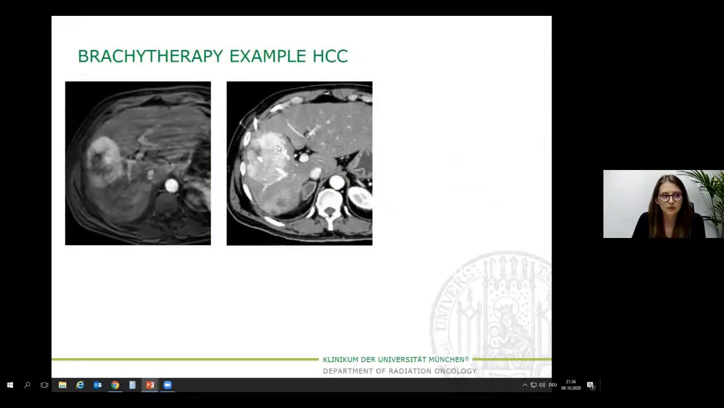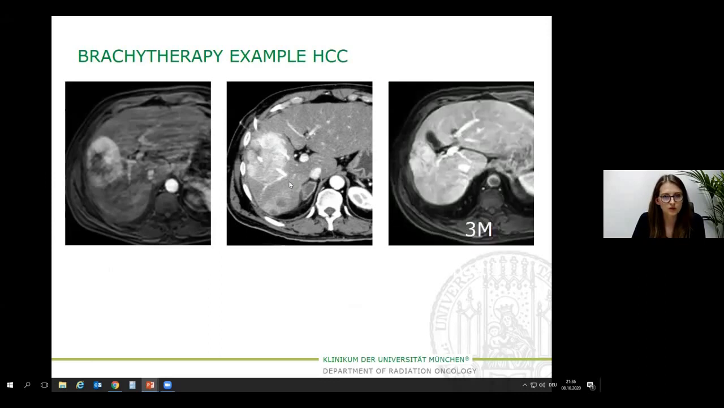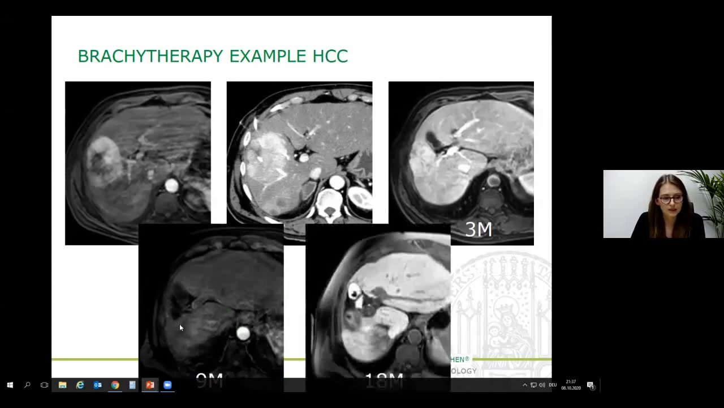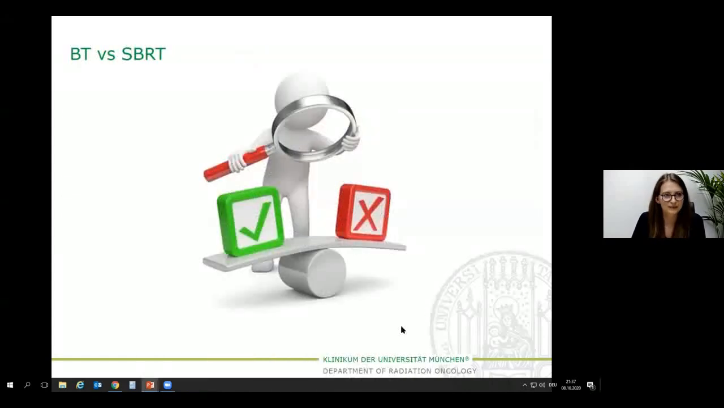This is an example of a very large HCC. You see in the arterial phase, you have a lot of contrast. Here are already the brachycatheters. Then this is the first follow-up after 3 months. You see already the shrinkage of the tumor. And then after 9 months and after 18 months, the tumor is completely gone, and you already see the colon here below. So that's a very good result.